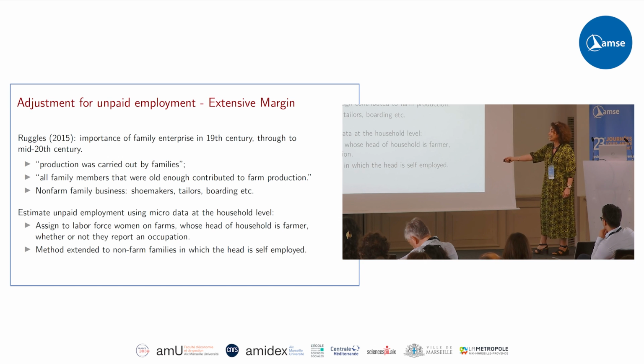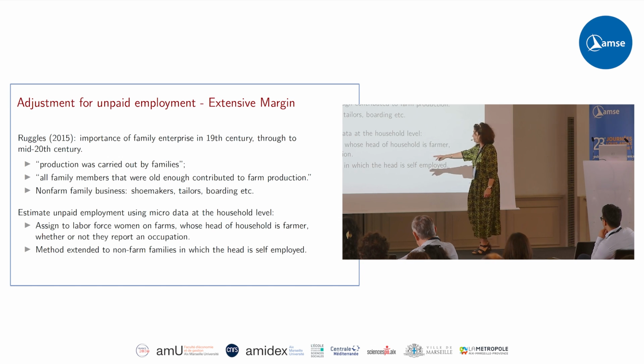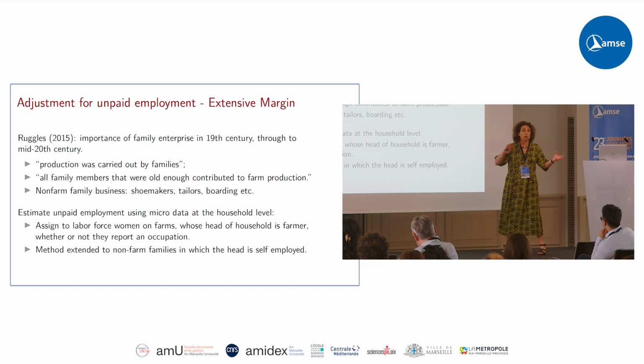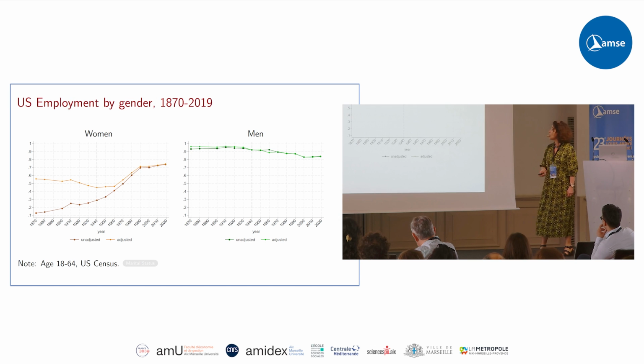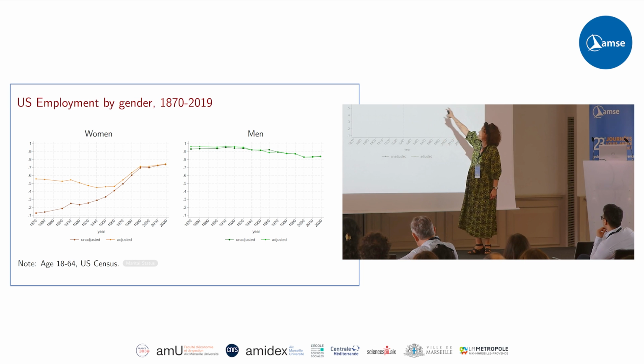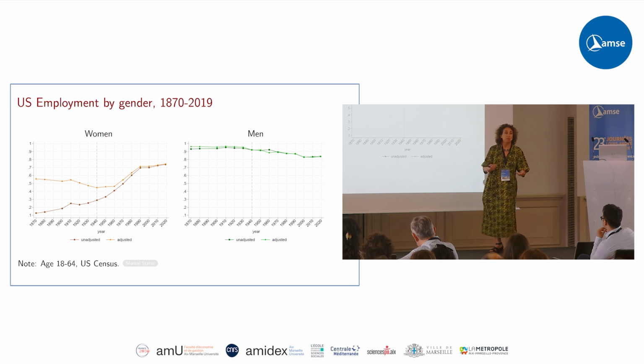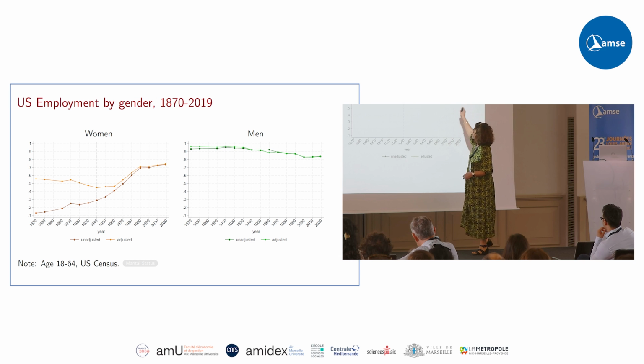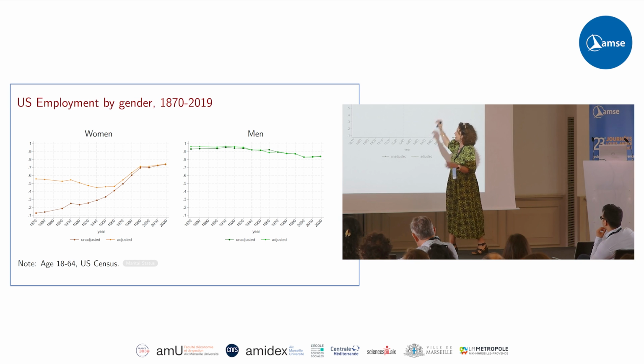Now, Ruggles extended this method also to non-farm families in which the head is self-employed. We do that with some robustness tests. This doesn't change much. The really important adjustment is the one about the family farm. Okay, so this is what we get. I won't say much about men because, of course, this adjustment doesn't mean much for men. There are very few men that are not receiving a wage married to a self-employed female farmer. So basically for men, adjusted or unadjusted employment rates are the same, around 90%.